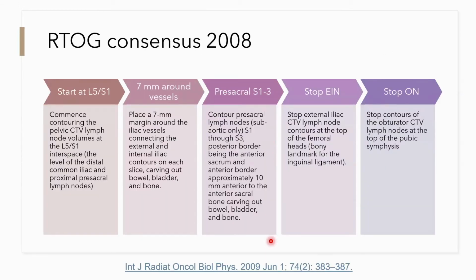So if we are going to treat the nodal volumes, how do we treat them? Now, we have the RTOG consensus statement, which is the most commonly followed. And here, what the consensus says in very brief is to start at the L5S1 junction, to commence contouring the CTV at the L5S1 interspace, go along the internal iliac and the external iliac vessels with a 7 millimeter margin, carving out the bowel, bladder, and bone.